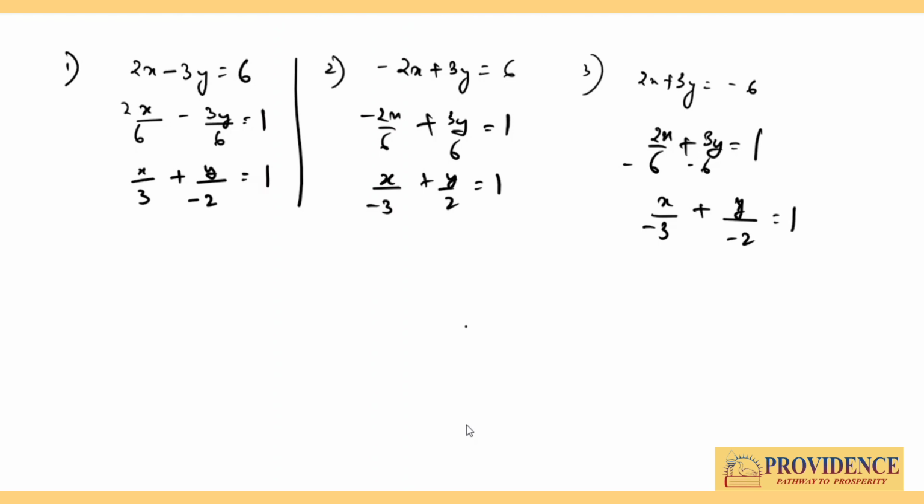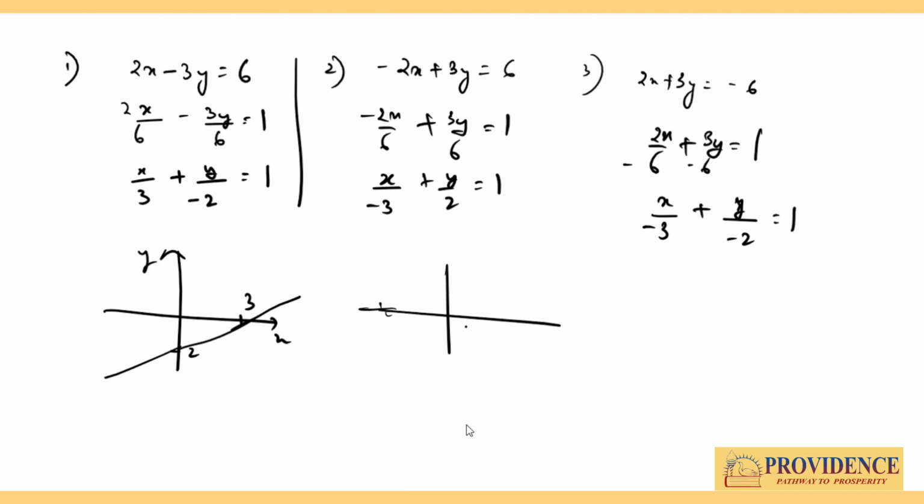That means for this particular equation, the x-intercept will be 3 units and the y-intercept will be minus 2 units. That means the straight line will be passing like this. For this one, on the x-axis it will be minus 3 units, on the y-axis it will be 2 units. So it will be passing like this.